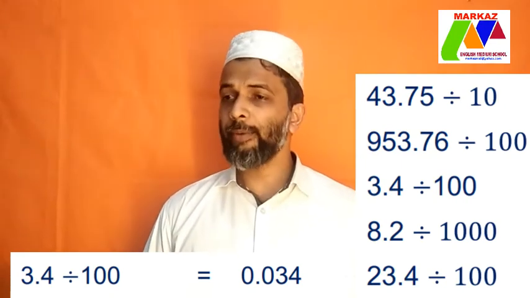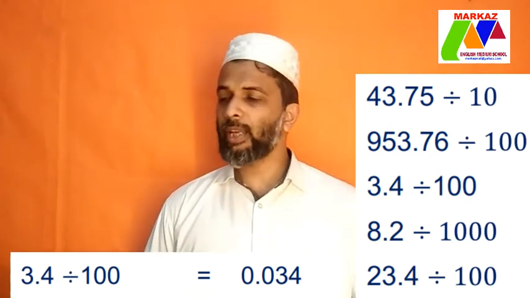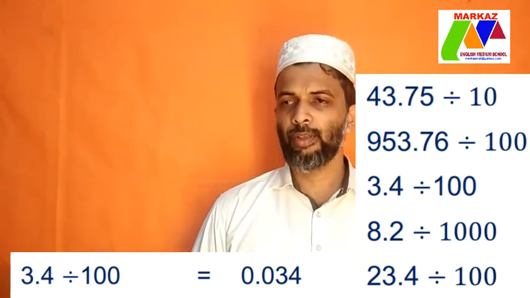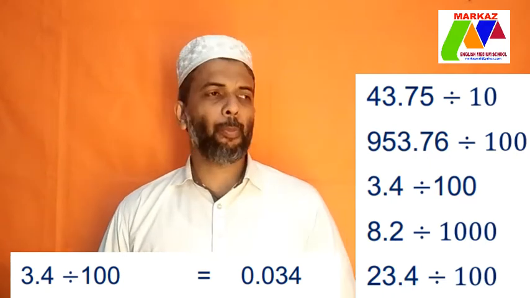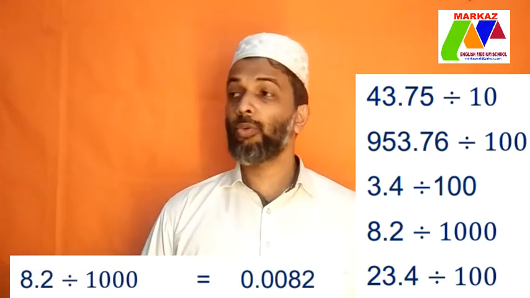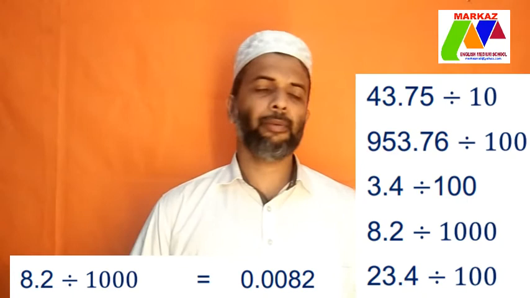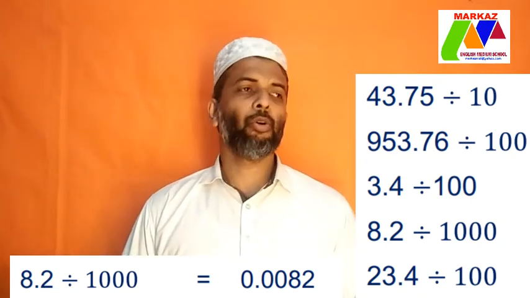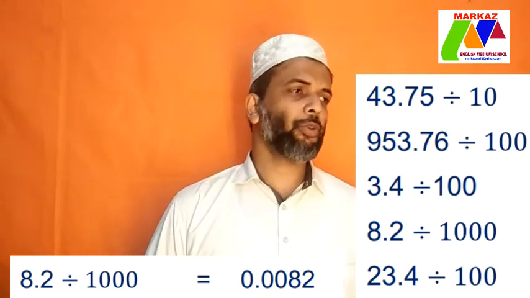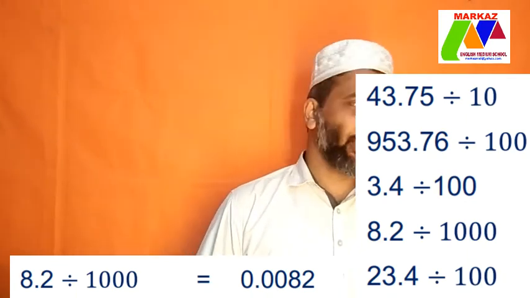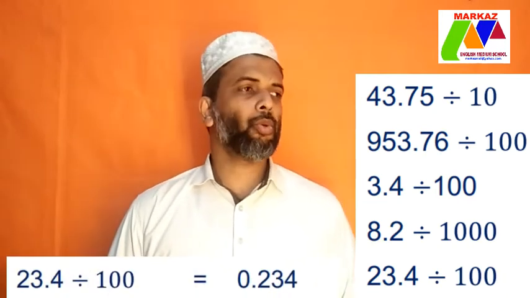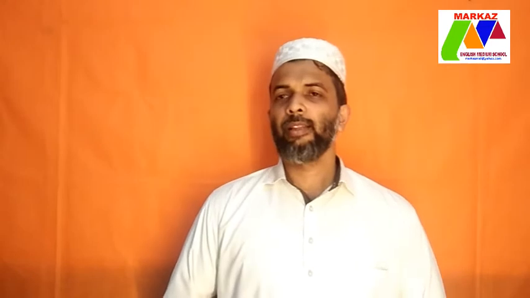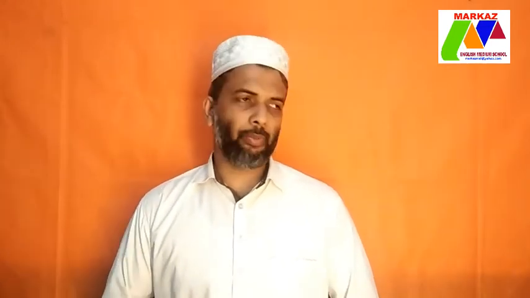Fourth one, 8.2 by 1000. Here 1000 again. You have to do the same steps. Put two more zeros at the beginning of the answer. So answer is 0.0082. Last one, 23.4 divided by 100. Move the decimal point to left 2 digits. So answer is 0.234. All of you clear? Okay. Then let us move to the next topic.